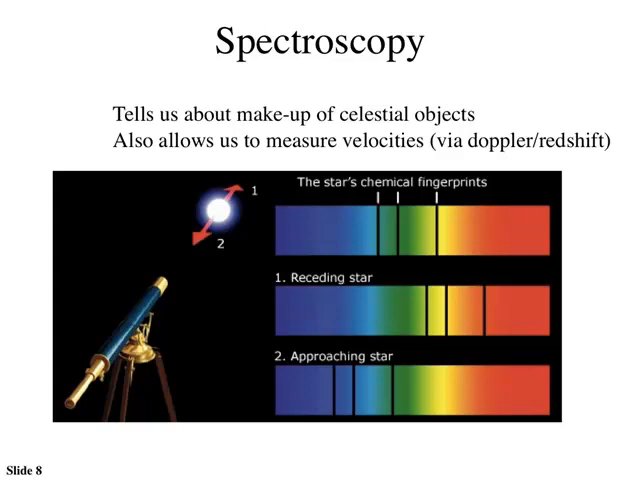So by looking at this, we can say, I know what that star is made of, and I also know it's moving away from us at some speed. Similarly, the same thing is going on here, except now the star's coming towards us. So this is one way we can figure out what stars are made of, and also how fast they're moving relative to us.